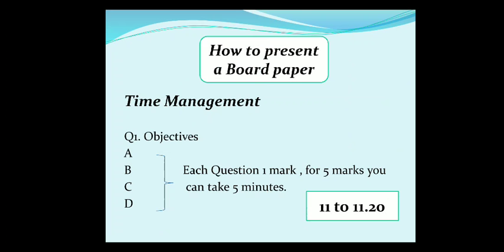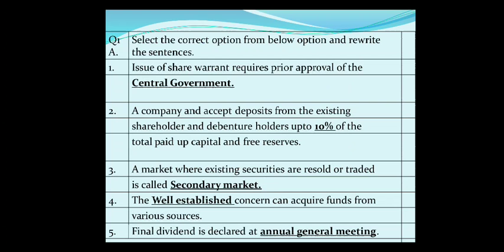Sub-question A is for 5 marks. Each question carries 1 mark. So, for each sub-question, you have only 5 minutes. And question 1 has 4 sub-questions, that is A, B, C and D. So, you have 20 minutes for question 1. Maximum by 11:20 you have to finish your question 1.